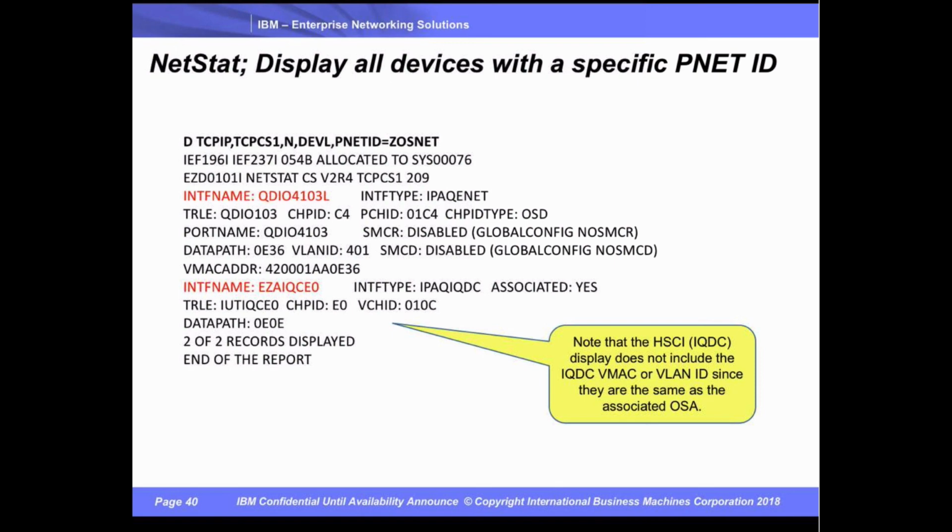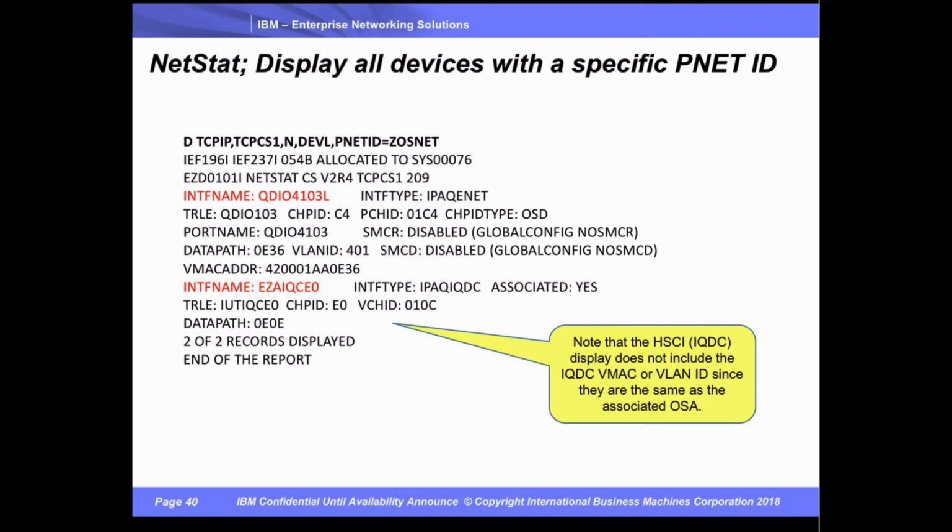This one, being specific to ZOSNet, gives you a little bit more information. With the PNET-unspecific asterisk, it only shows you the interface name and interface type. But if you want to drill down and get a little more detail, then specify the PNET ID you're interested in. So in this case, there's only 2 interfaces with the ZOSNet PNET ID configured in this stack: a QDIO 4103, and the converged interface, EZAIQDIOE0.